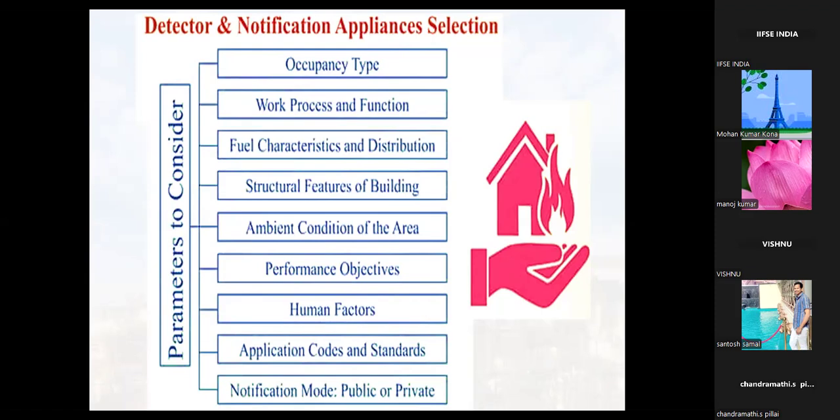Now, this notification mode, public or private: public, as you already know, is with the fire department; private is within your battery of your company, how you deal with that.